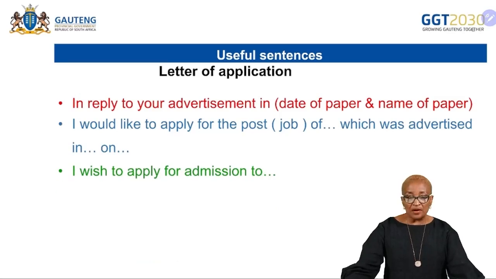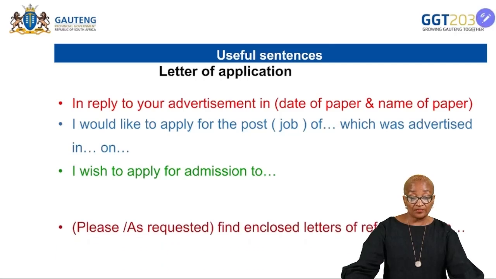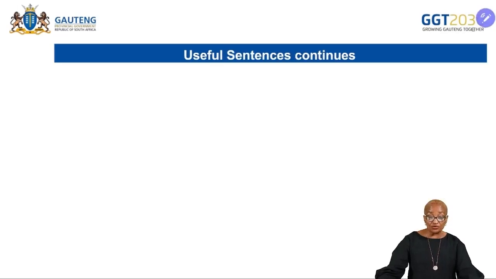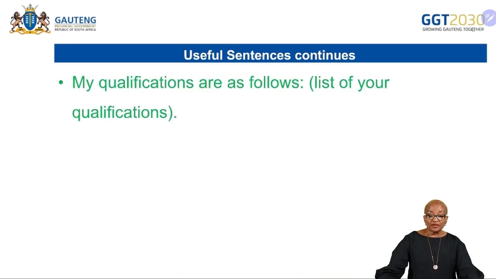I wish to apply for admission to. You would give the name of the institution. Please, as requested, find enclosed letters of reference from your principal or your manager or whoever. And you may also include your years. I am 16 years old. Your qualifications as well are also important. My qualifications are as follows. Then you would give a list of your qualifications there.